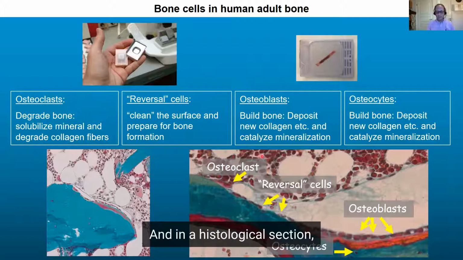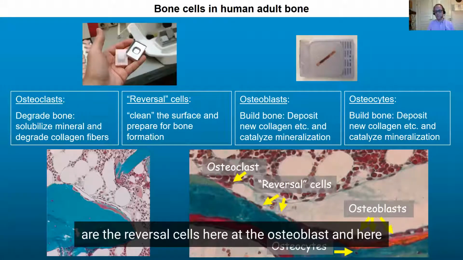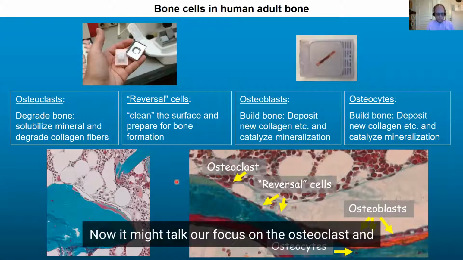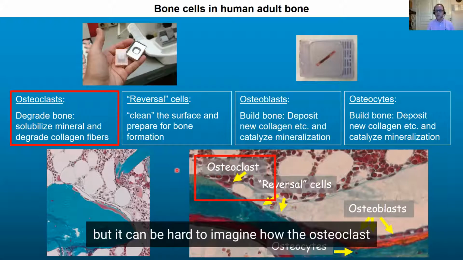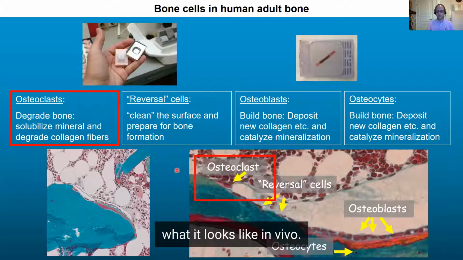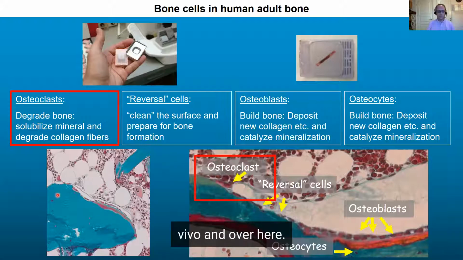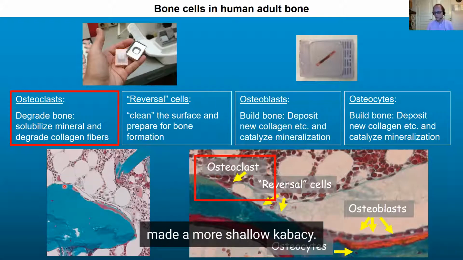And in a histological section, you can see these 4 cell types. Here's an osteoclast, here are the reversal cells, here are the osteoblasts, and here's an osteocyte. Now, in my talk, I will focus on the osteoclast. As I said, the osteoclast resorbs bone, but it can be hard to imagine how it actually removes this bone and what it looks like in vivo. Here you can see a cavity that is formed in vivo, and over here another section with an osteoclast that has made a more shallow cavity.